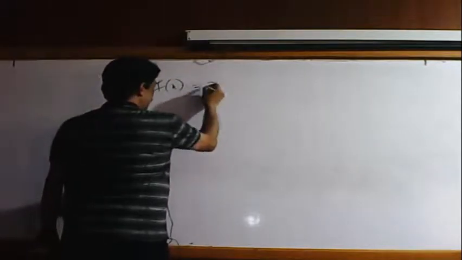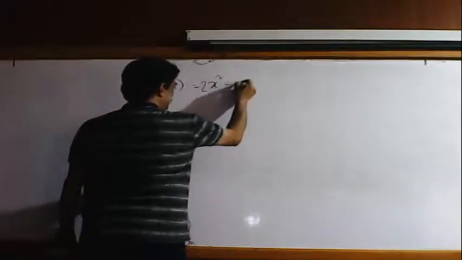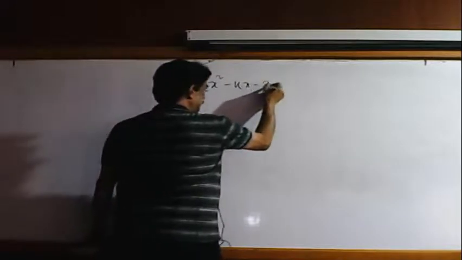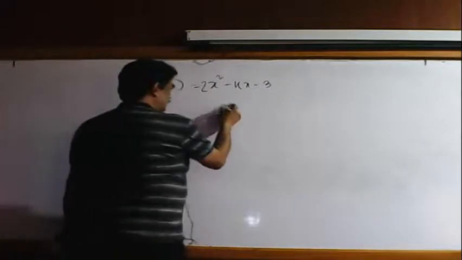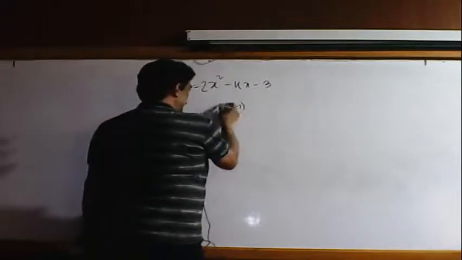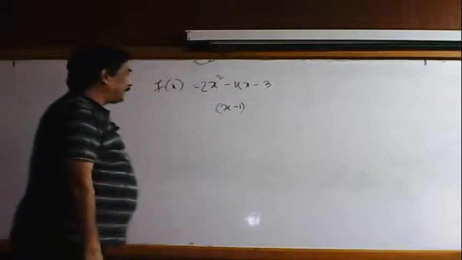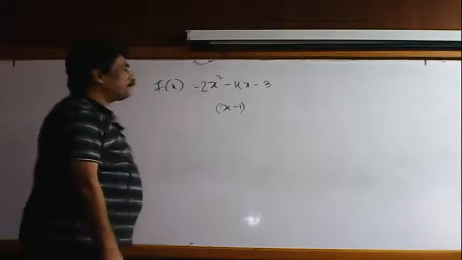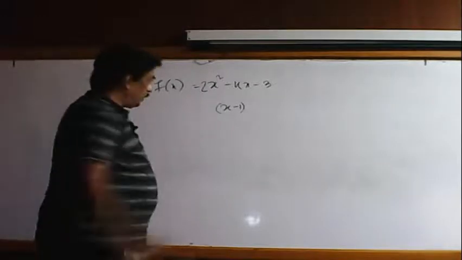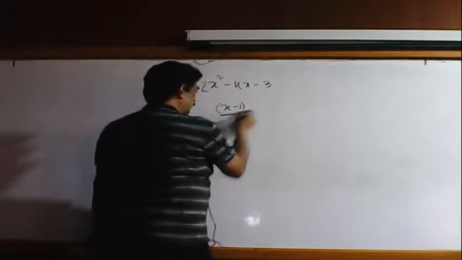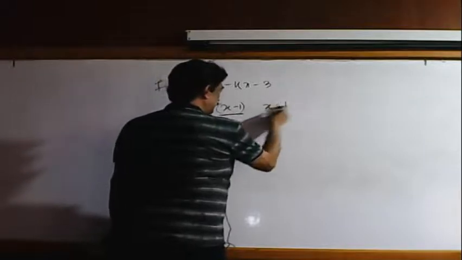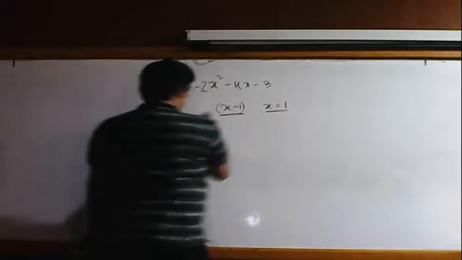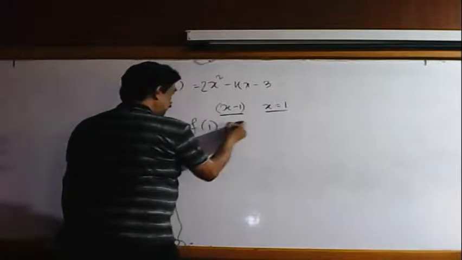f(x) = 2x square minus kx minus 3. It is given that x minus 1 is one of the factors of the expression 2x square minus kx minus 3. Then what will be the possible value of k? If x minus 1 is a factor, if I put x equal to 1 in the given expression, the expression value becomes 0. So the f(1) result should be equal to 0.